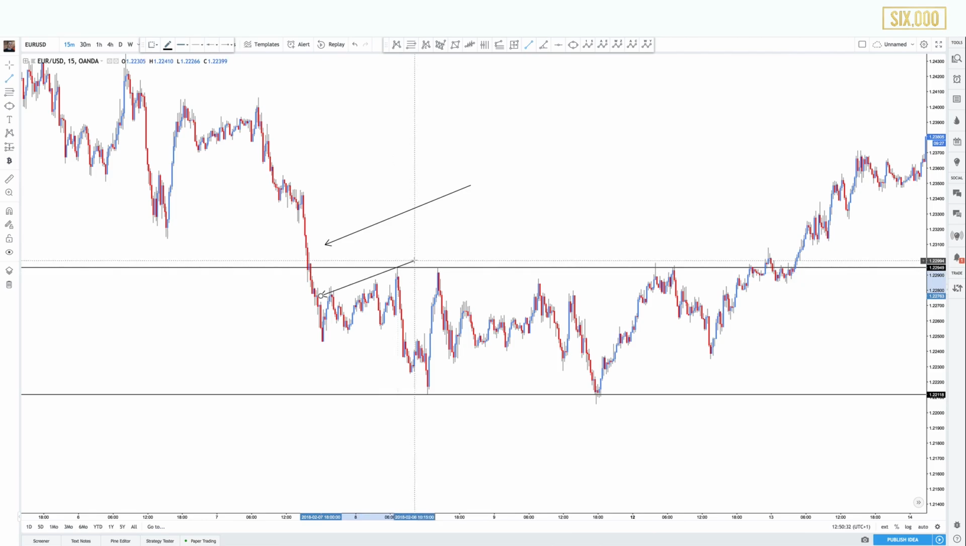It then creates what looks to be a flag formation. If I just copy and paste this, yep, that's exactly what it appears to be. We've got a flag formation after that impulsive move to the downside, and this is just multiple reasons why we would never have taken the Gartley. These are just all early warning signs.